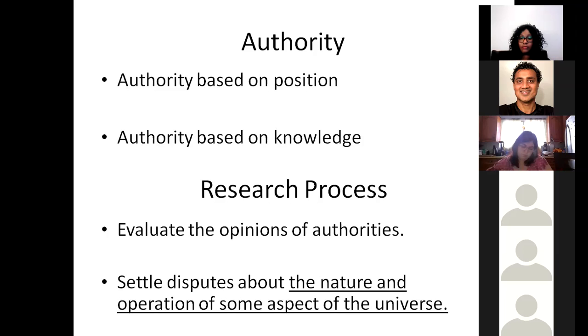And the research process helps us settle disputes about the nature and the operation of some aspect of the universe. So for example, this is an example from your textbook. They give the example of two people having a discussion about whether fatty foods contribute to heart attack or not. And both of them start to have a debate about different reasons as to why fatty foods may not contribute to an elevated level of heart disease. So that's the example that they start off with, and they repeatedly use this example in your textbook as a discussion between two people moving forward.